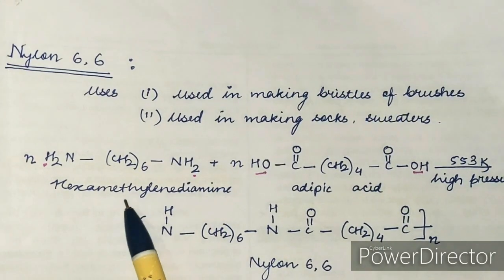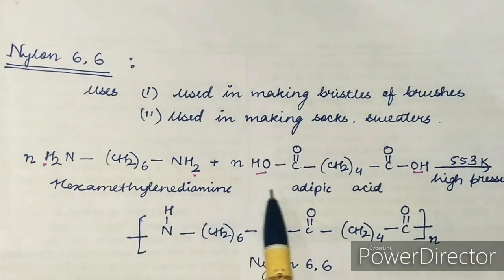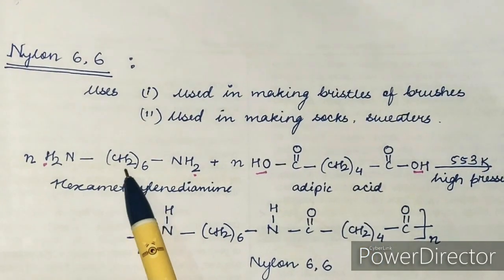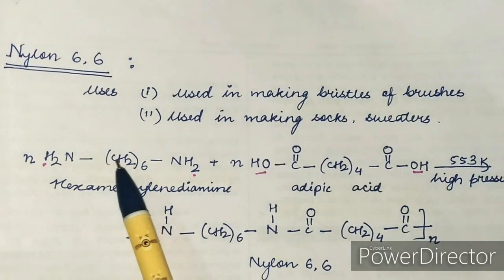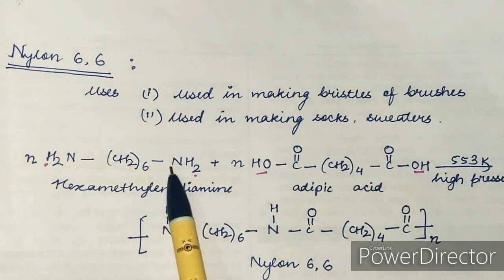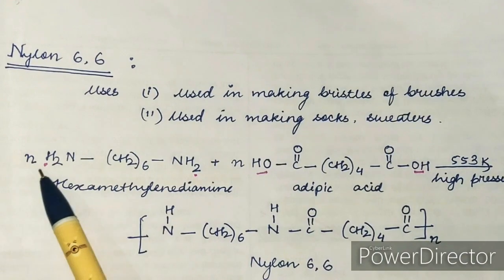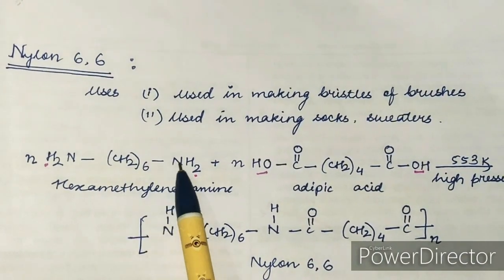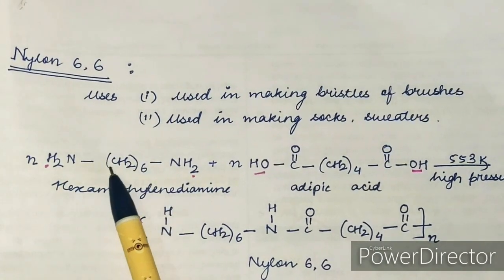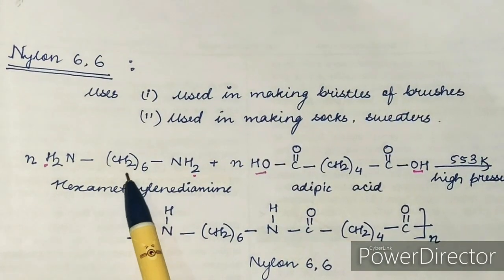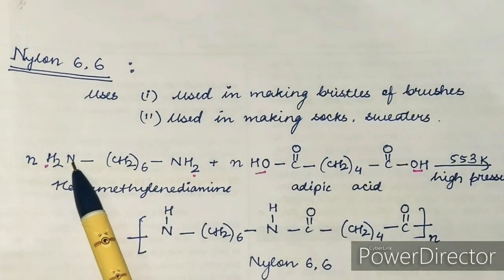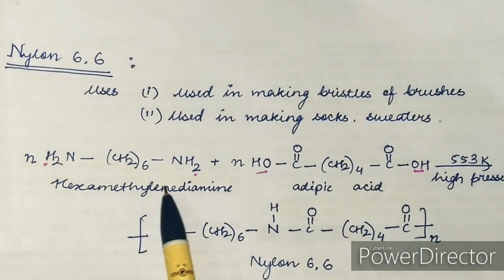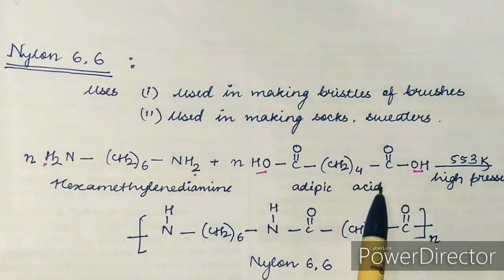Here two monomers are used: hexamethylene diamine and adipic acid. Hexamethylene means there are 6 methylene groups in between the two amine groups, so it is called diamine. Here you can see the 6 methylene groups, CH2, CH2, CH2, like that up to 6. Then you will get the NH2 on either side at the end. So it is hexamethylene diamine, and this is the adipic acid.